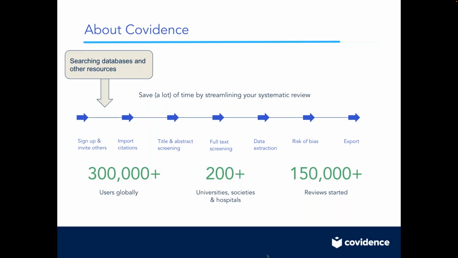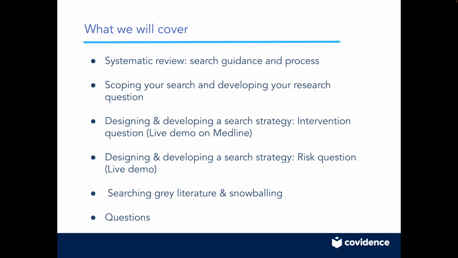So I'll just take us through what we're going to cover today, what Nia is going to talk about. We're going to, first of all, cover systematic reviews, search guidance and process. Then Nia is going to talk about scoping your search and developing your research question. Then there'll be designing and developing both for an intervention review question and for a risk question. And then Nia's going to talk about searching grey literature and snowballing of references. So that's what we've got planned.